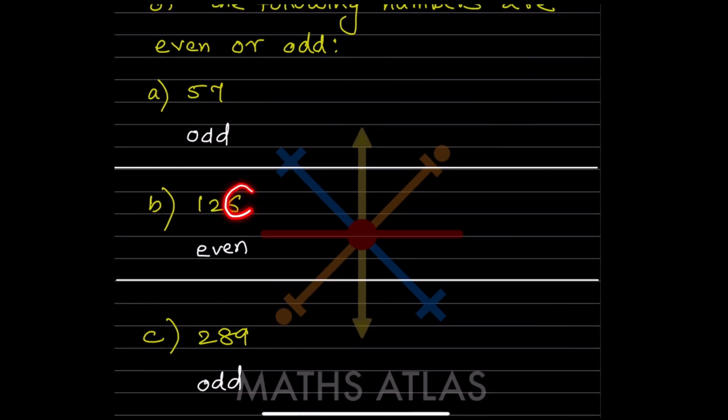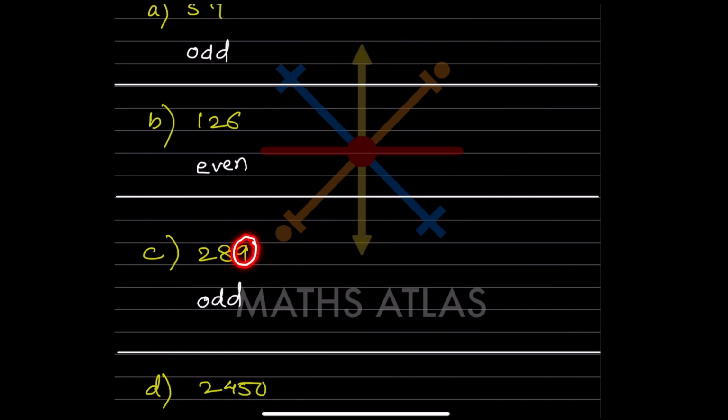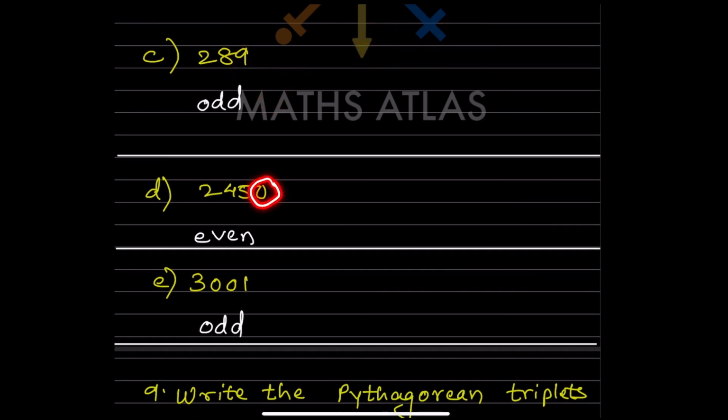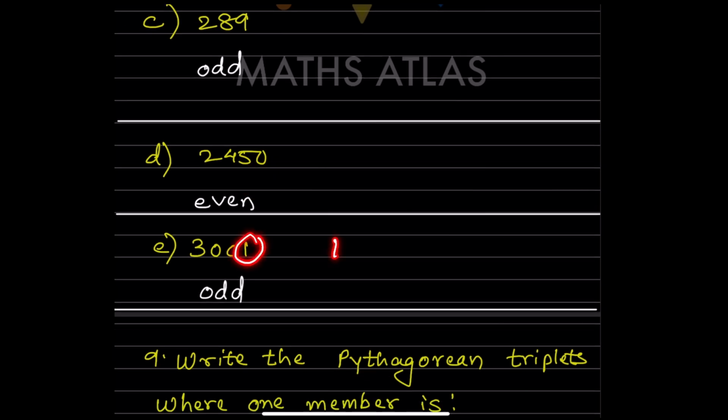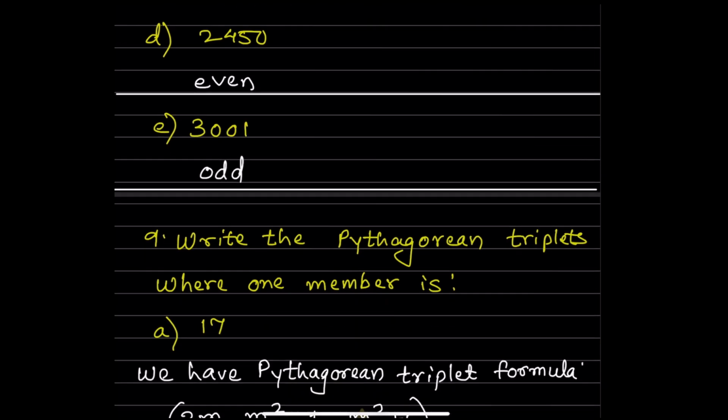Now look at the units place. So this is going to be 36. So now look at the units place. This is 6. 6 is an even number. Now look at here. 9 square will be 81. So 1 is going to be an odd number. Now 0 square is going to be 0 itself. So that is an even number. Now here 1 square will be 1. So this is an odd number.